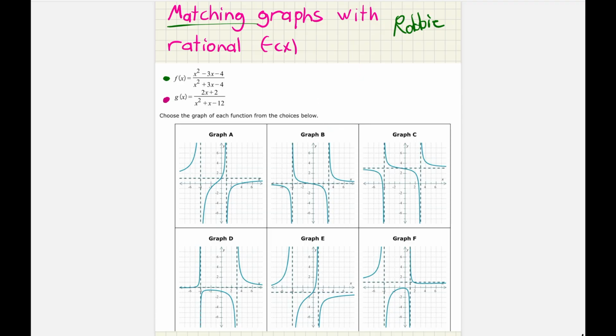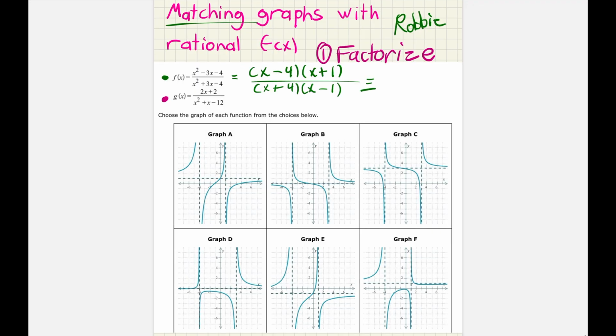Always, every single time, step one is going to be to factorize, because to factorize is going to help us find asymptotes and also find x-intercepts. So let's really quickly do those factorizations right there. When we factorize, I recommend starting with the denominator.